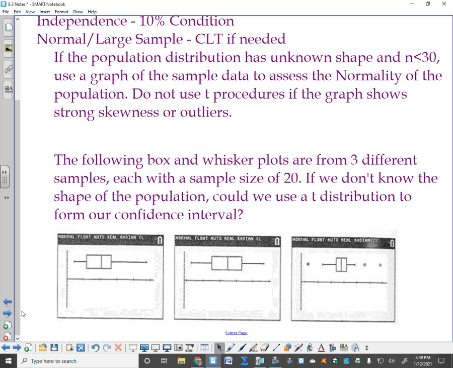Now, guys, that's if your sample size is not big enough for the CLT and it does not tell you that the mothership was normal. You can take the individual pieces of data, plug them into your calculator, look at a box and whisker, and we're going to practice all that and state that it's normal.